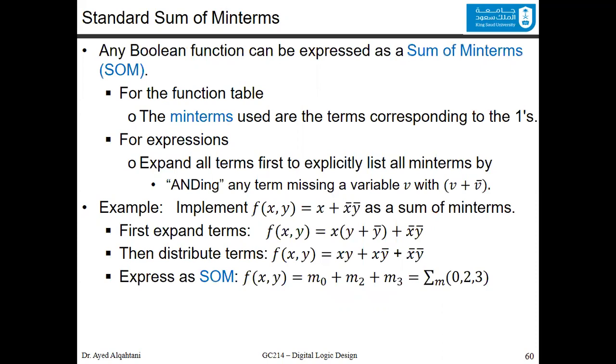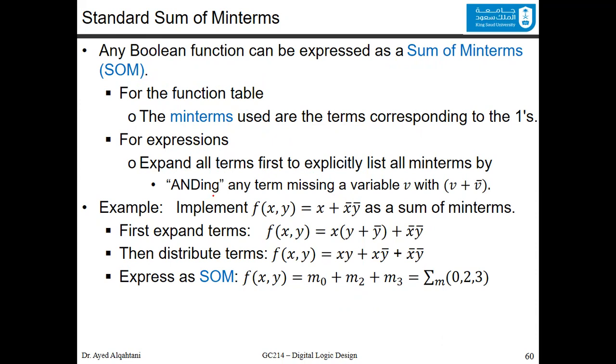This is the implementation using the standard forms, whether they are min terms or max terms. Now we will check more examples, more terminologies to understand this better. So the standard sum of min terms: any Boolean function can be expressed as a sum of min terms, SOM. For the function table, the min terms used are the terms corresponding to the ones. For the expression, you expand all the terms first to explicitly list all the min terms.